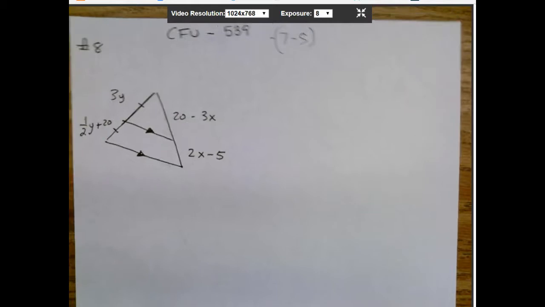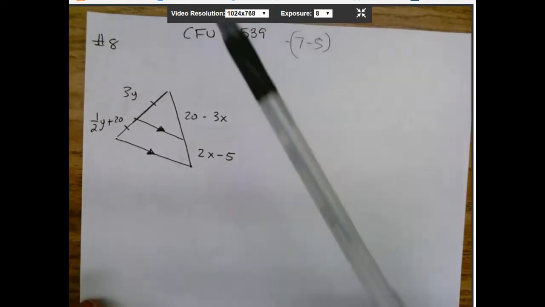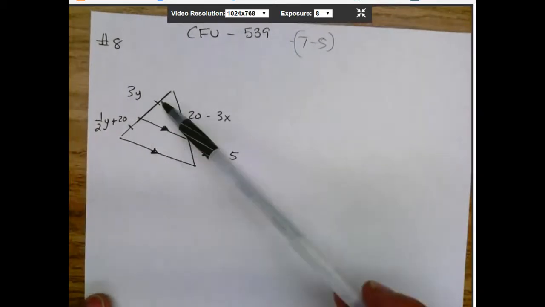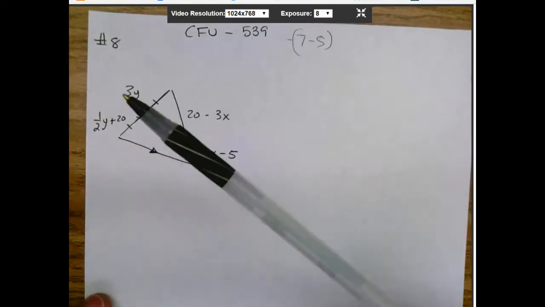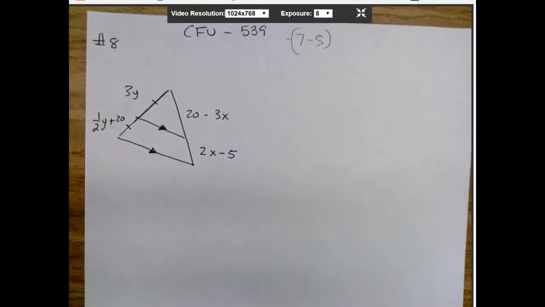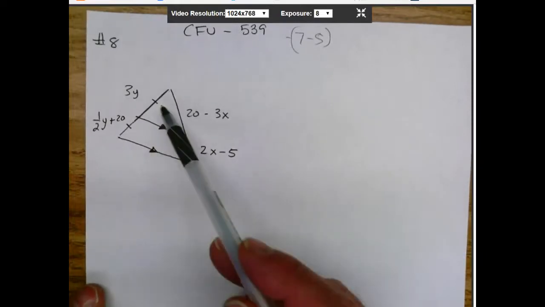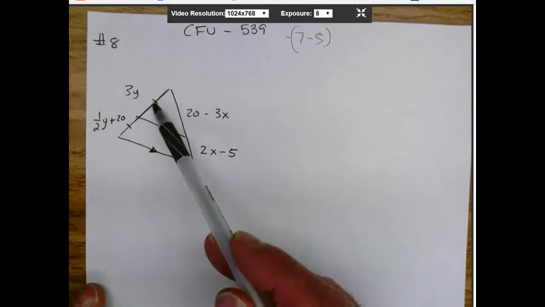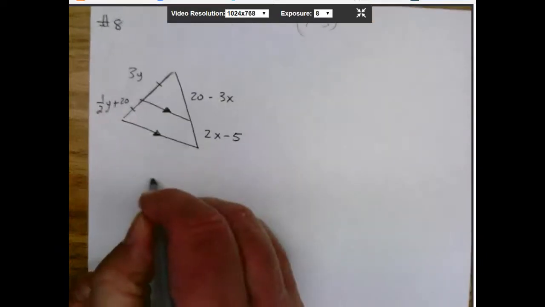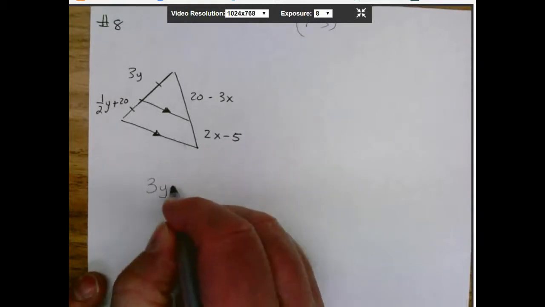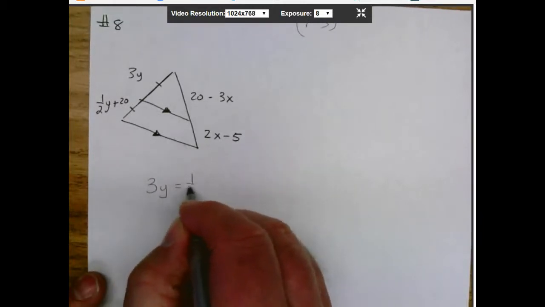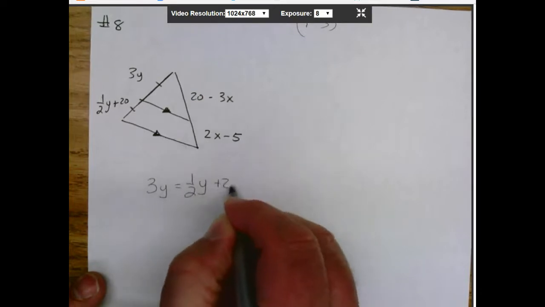So what that means, and on these problems, what you'll do is make each one of these sections equal to each other, and then use algebra to solve for what y and x are equal to. So here we have these two sides saying they're equal, so we can then solve that. 3y equals 1/2 y plus 20.